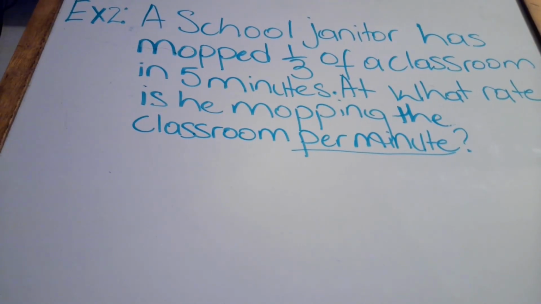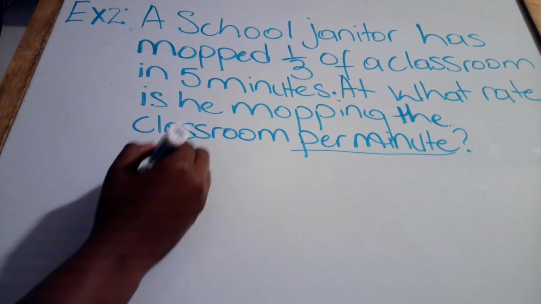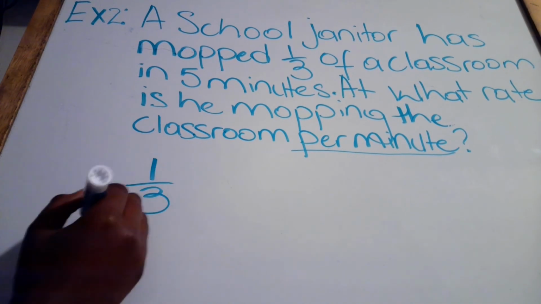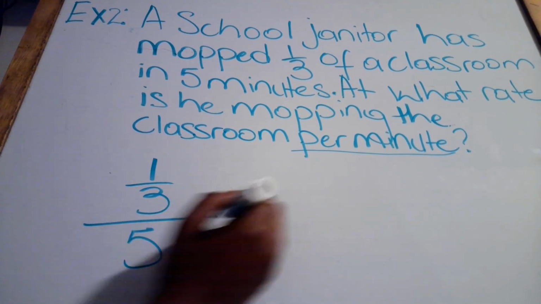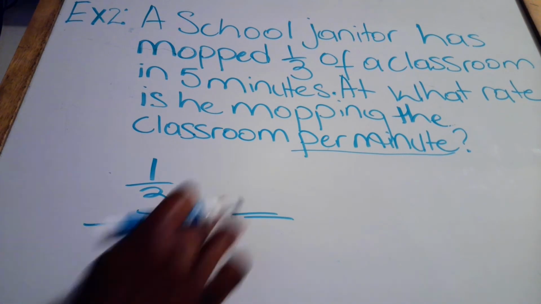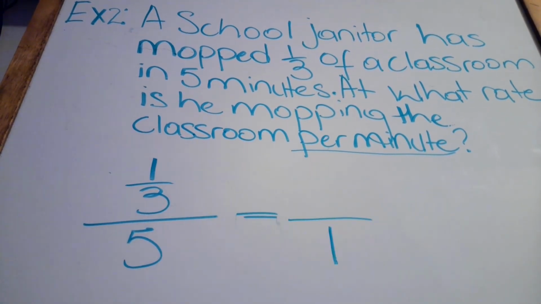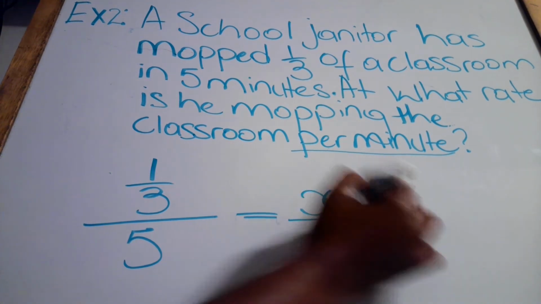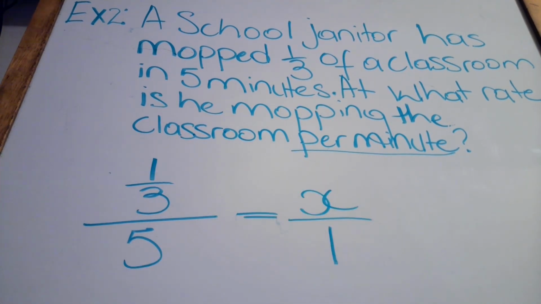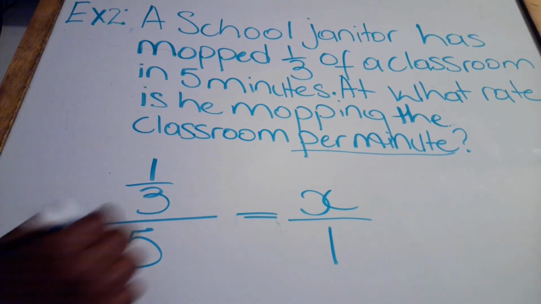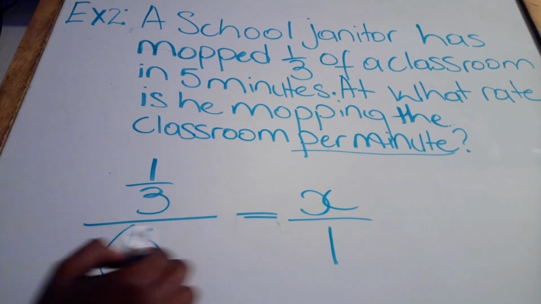We can also work the same problem by setting it up as a proportion. So the 1/3 goes in the numerator still. The 5 goes in the denominator. We want to know per minute, so that's the unit rate. So 1 goes there. And x, we want to know how much of the classroom we can mop in 1 minute. We can cross multiply.